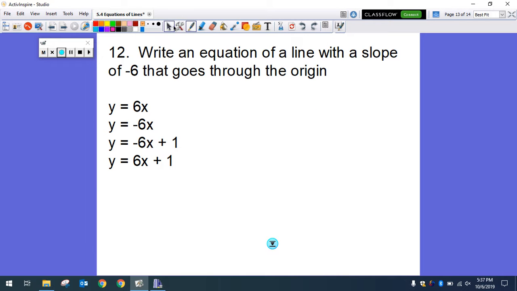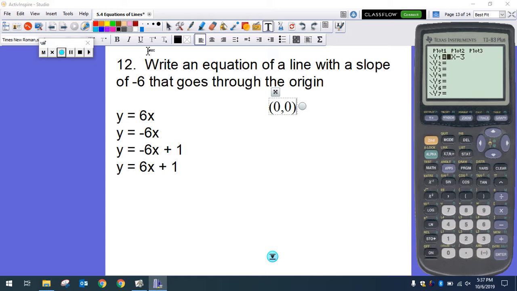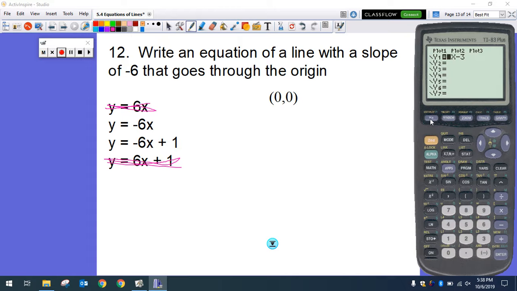With a slope of -6 that goes through the origin. Well, if you'll remember, the origin is the ordered pair 0, 0. So let's try, and the slope is -6. Slope is with the x. So it can't be A because that has a +6. It can't be D because that has a +6. So let's type in B and C and see which one goes through 0, 0. So I have -6x. We need to do second graph. Does it go through 0, 0? It sure does. So B is your answer.